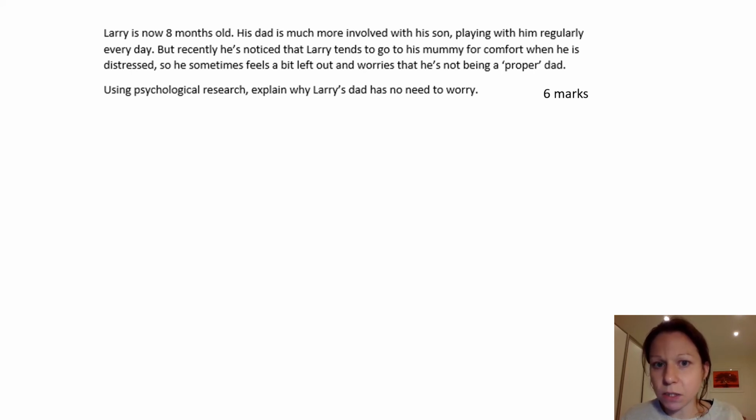the specific attachment stage. His dad's much more involved with his son, playing with him regularly every day. But recently he's noticed that Larry tends to go to his mummy for comfort when he's distressed. So he sometimes feels a bit left out and worries that he's not being a proper dad. Use psychological research. Explain why his dad has no need to worry. So I think I'd want to bring in Schaffer and Emerson, stages of attachment, and why he doesn't need to worry. There are alternative approaches to answering this question, and it is possible to bring in learning theory as well.